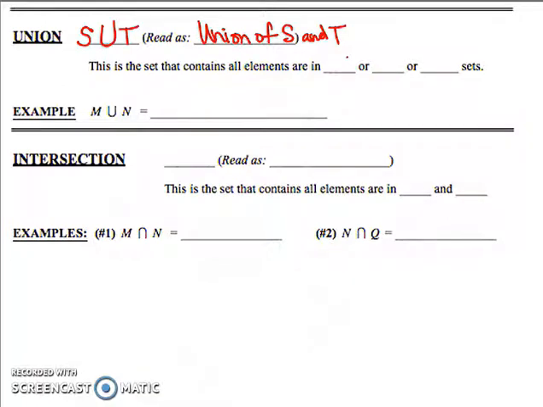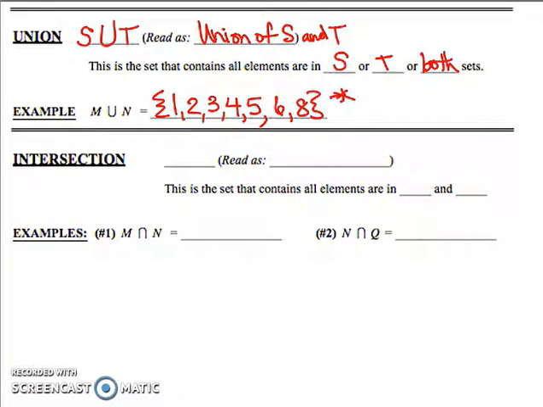So another example, M union N. If we look back at our sets that we were given, M is 1, 2, 3, 4, and 5, N is 2, 4, 6, and 8. So M union N would have to be 1, 2, 3, 4, 5, but then also 6 and 8. Because basically these are all the elements in set M and in set N.